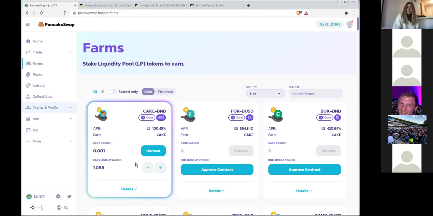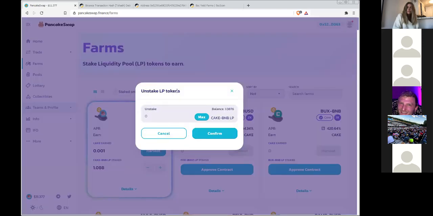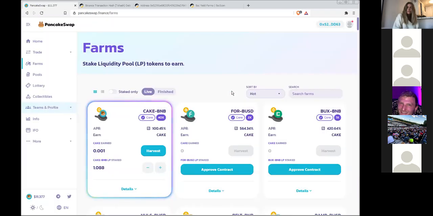Yeah, and if I wanted to get out of this, I would just hit the minus to unstake my tokens, take the maximum out and pull them out. Then I would go back to the liquidity and basically just go backwards, remove the liquidity. I would get my cake and my BNB tokens back and then go from there. Isn't that similar to staking band protocol?